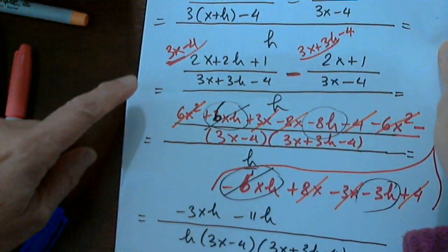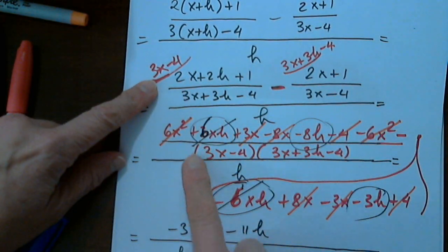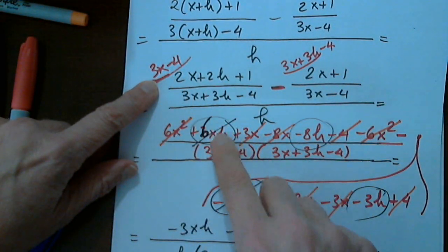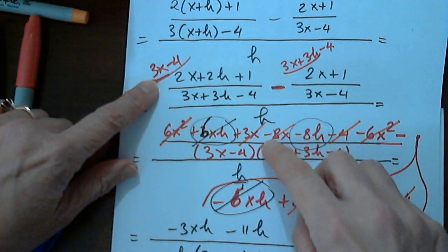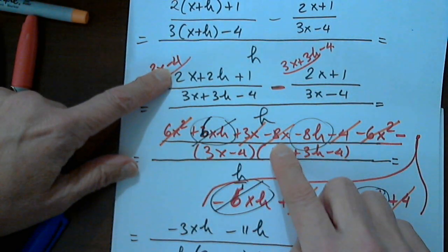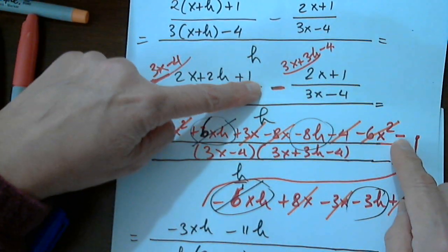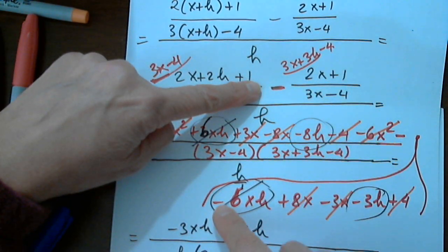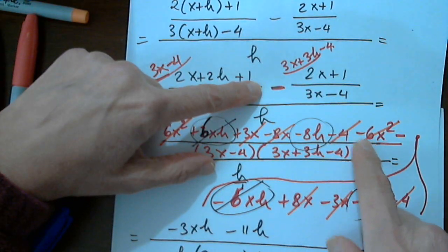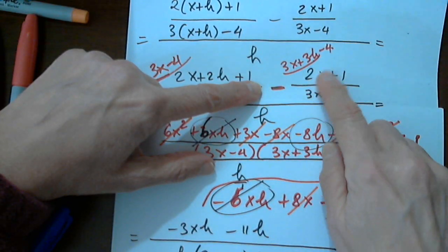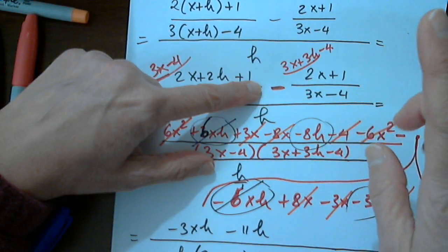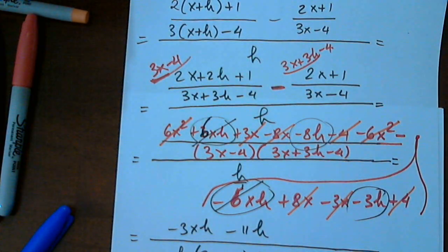And here's why. So again, 3x times 2x is 6x squared. This times this is positive 6xh. And this is correct. This is correct. This is correct. This is correct. Now I'm checking everything. Minus 6x squared. Yes. Minus 6xh, correct. Plus 8x, correct. Minus minus plus, correct. So these two are gone.